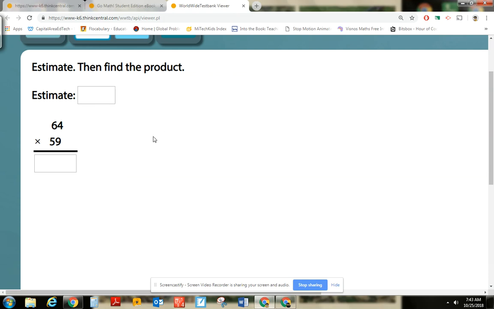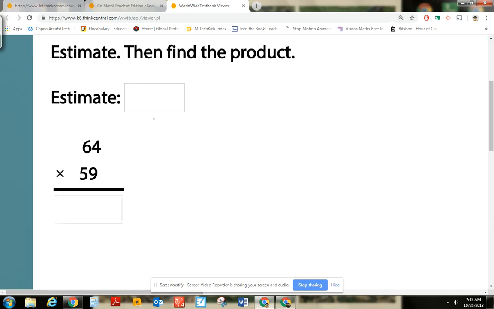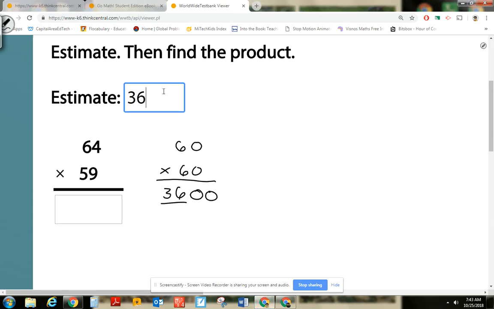Remember, this estimation part, one, you have to do it, but two, it's good practice. It really can help you gauge whether you're on track or not. So let's go ahead and write this down. You should have your pink paper or your notebook. So write down 64 times 59, and we're going to do 60, and we're going to do 60 again. So 60 times 60, 6 times 6 is 36, with 2 zeros. My estimate is 3,600.